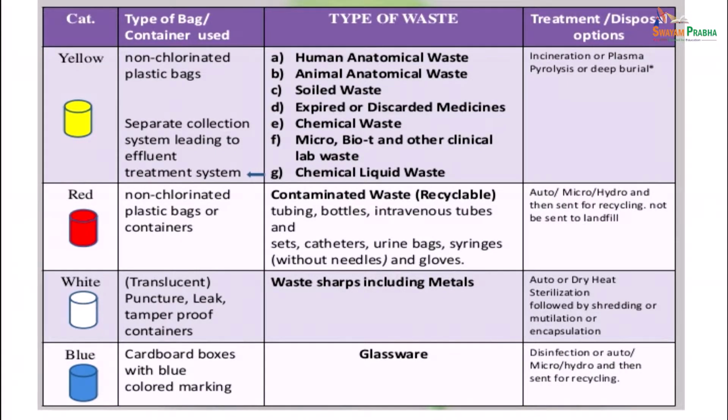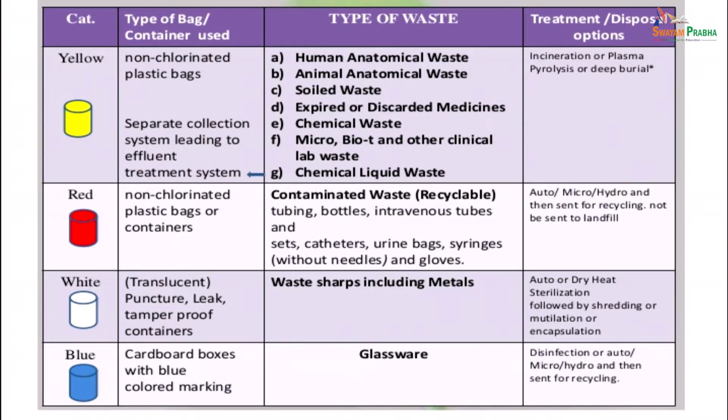As far as the red bag is concerned, it is again a non-chlorinated plastic bag or container which has to be used, and it is used to collect contaminated waste which is recyclable. That is the glass tubings, bottles, IV tubes, sets, catheters, urine bags, syringes, gloves which are used in the hospital. They need to be autoclaved finally, or microwaved, hydroclaved, or then sent to recycling.